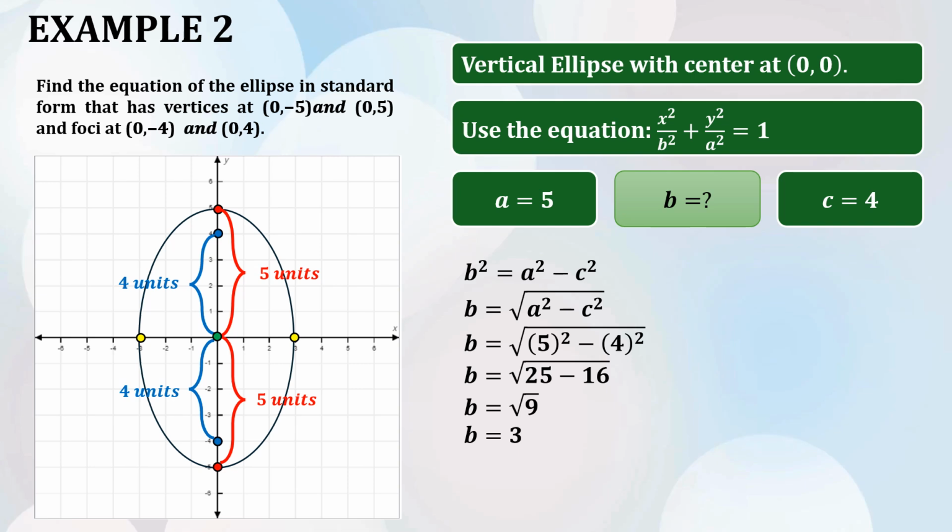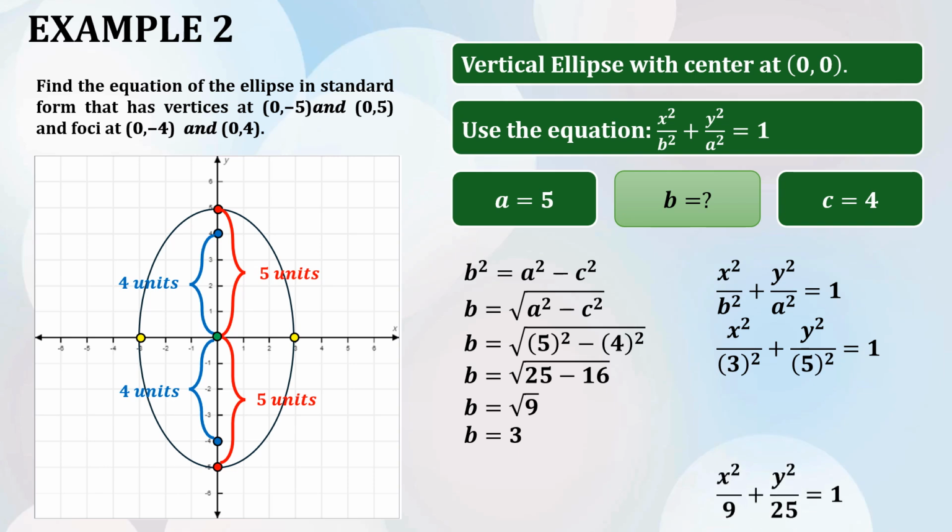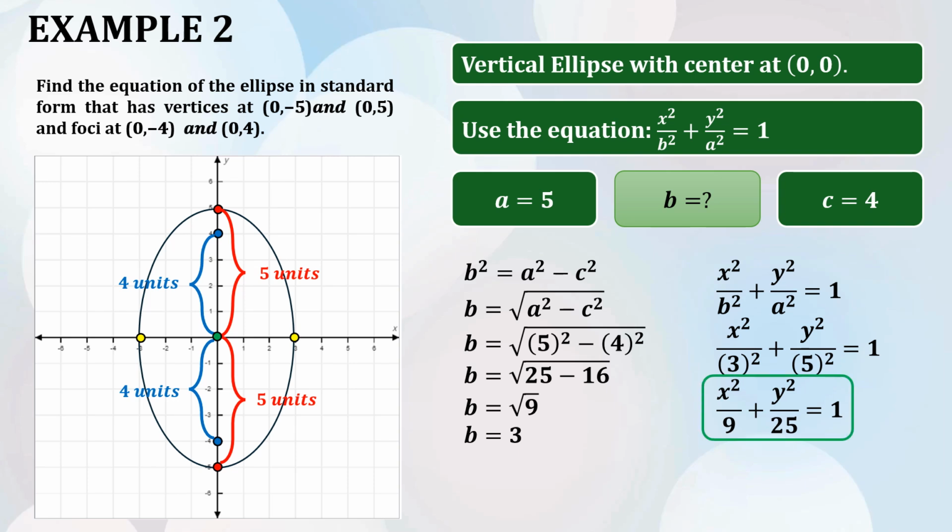Substituting the values of a and b in our equation, we will have x squared over b squared plus y squared over a squared equals 1, and using the values of a, which is 5, and b, which is positive 3, we will have x squared over 3 squared plus y squared over 5 squared equals 1. And if we simplify this, we will have x squared over 9 plus y squared over 25 equals 1. This is now the equation of our ellipse in standard form with vertices at 0, -5 and 0, +5, and foci at 0, -4 and 0, +4.